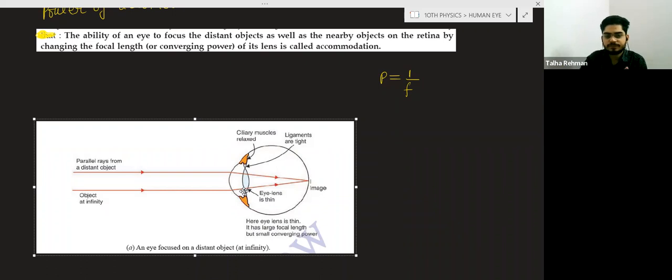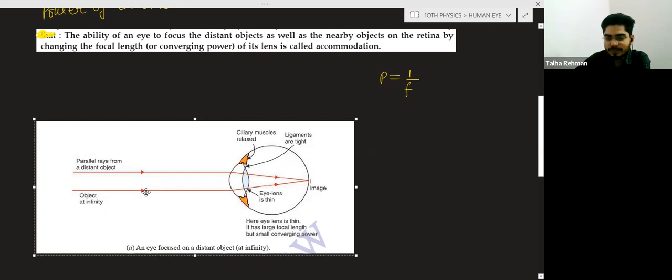Relaxed means, light is coming from the far object, so parallel light is coming. So the power of the lens required for converging the light should be small. Okay, a small power of the lens can handle these light rays, and we can see the object clearly.